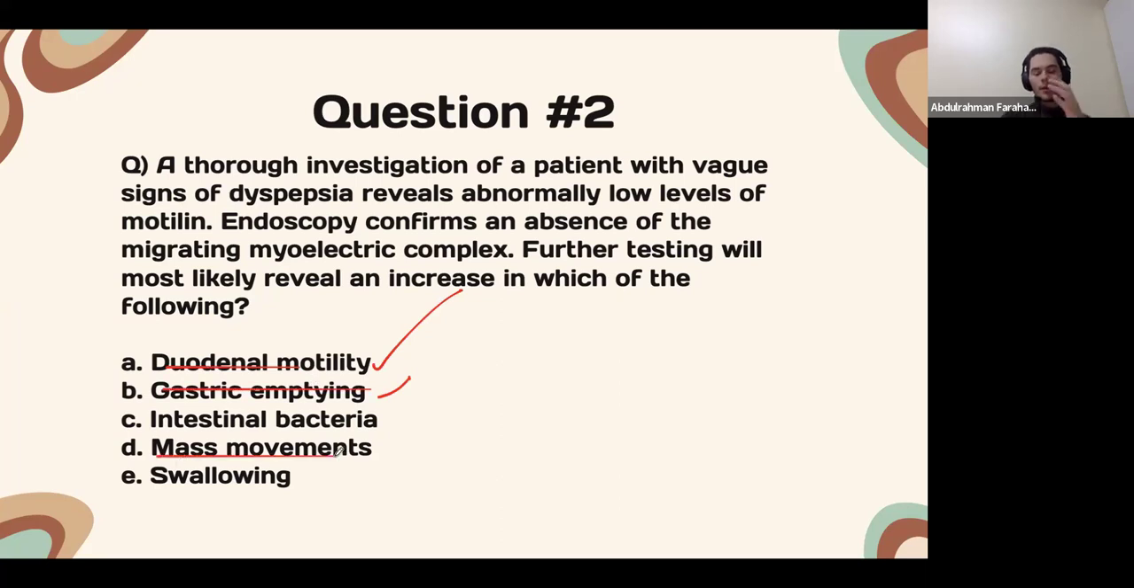Some mass movements happen in the small intestine, but I don't think you took it. It's out of your scope. Most of the mass movements happen in the large intestine, so it's unrelated completely to the migrating motility complex. And finally, swallowing does not even happen there. So even by elimination, the only answer that would make sense would be intestinal bacteria. Okay.